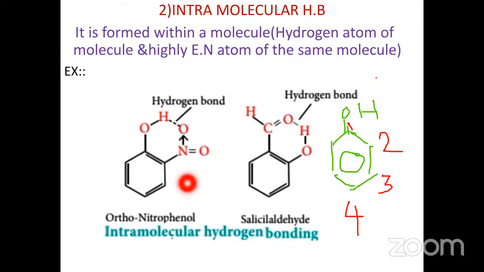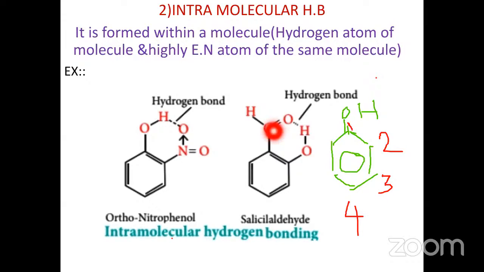Example, orthonitrophenol. It is the benzene ring. Okay, this is the benzene. If an OH group is present on the benzene ring, it is called phenol. Let us use the numbering: first number here, second number here, third number here, fourth number here. The first position and second position are called ortho positions. The first position and third position are called meta positions. The first position and fourth position are called para positions.